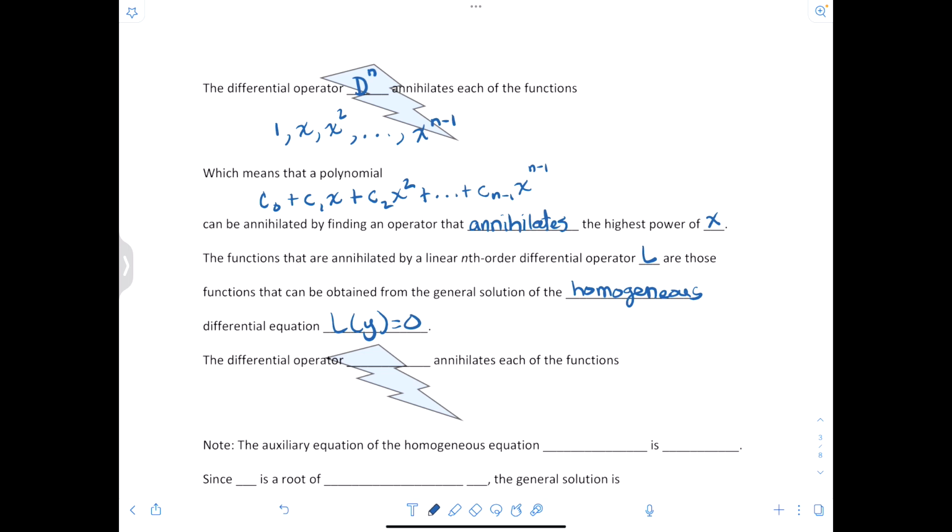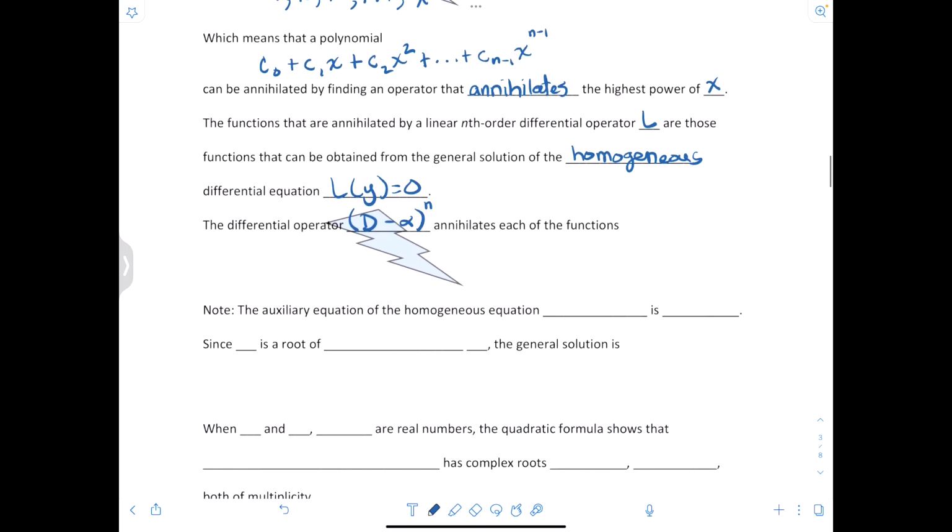The differential operator (D minus alpha) raised to the n annihilates each of the functions e to the alpha x, x e to the alpha x, x squared e to the alpha x, and on until you get to x to the n minus 1 times e to the alpha x. Cool, cool?